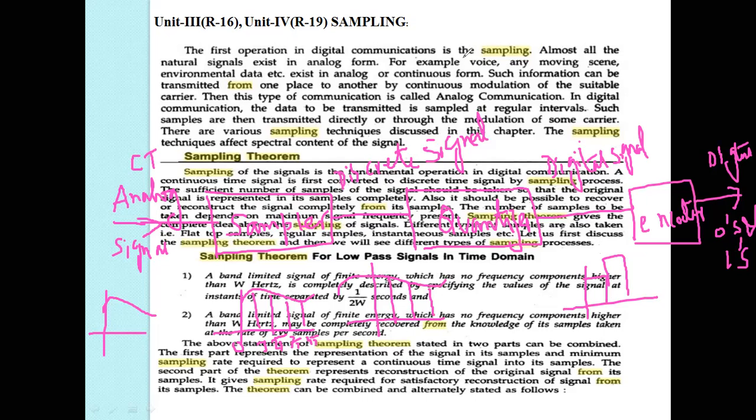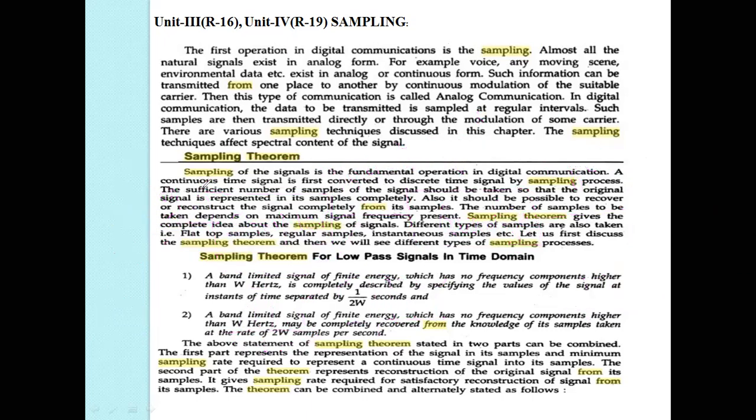This is a block diagram of an analog signal being converted into a digital signal. The first block here is a sampler. The first operation in digital communication is sampling. Following, my dear students, is a brief description. Now the sampling theorem is very, very important. The sampling of signals is a fundamental operation in digital communication.